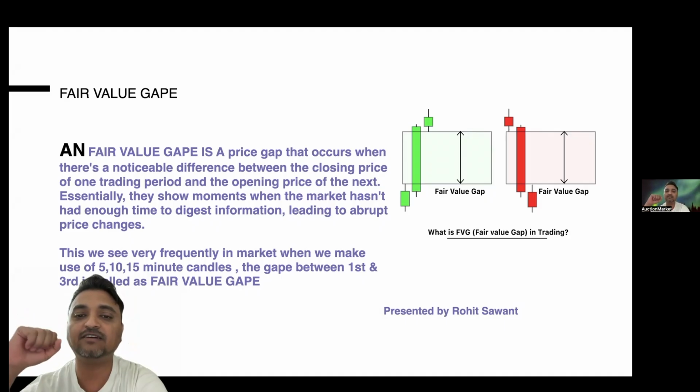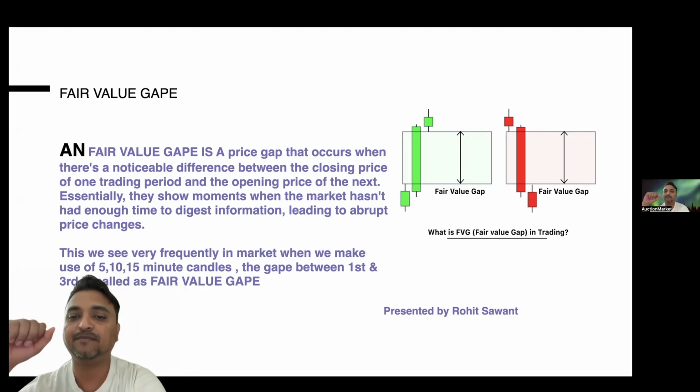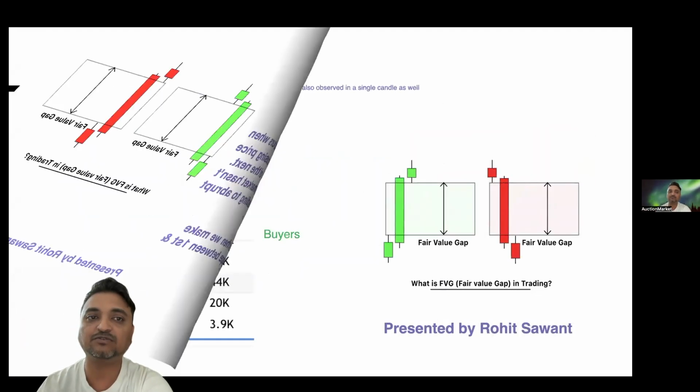This particular fair value gap, you can observe it on the 5-minute time frame, 10-minute time frame, or 15-minute time frame. Whichever suits you the best, you open that time frame, try to identify that particular fair value gap, and mark that section. So this is at the candle level, three different candles. Okay, let's move to the next one.